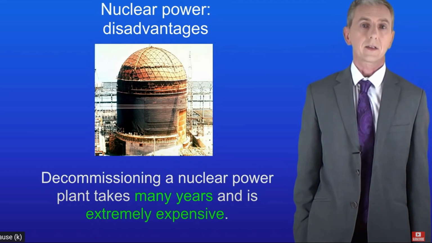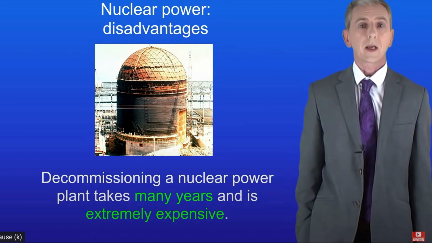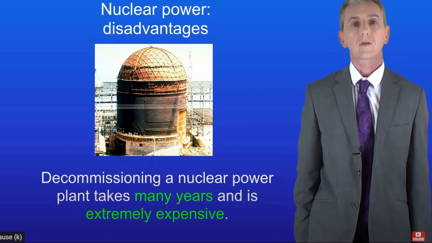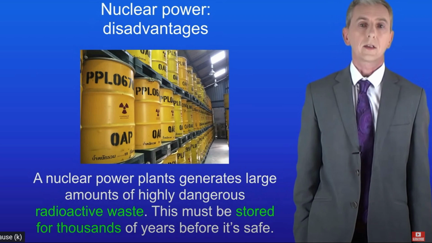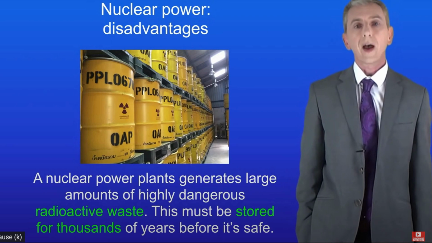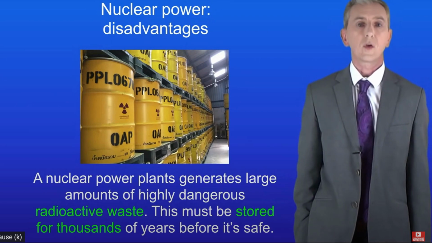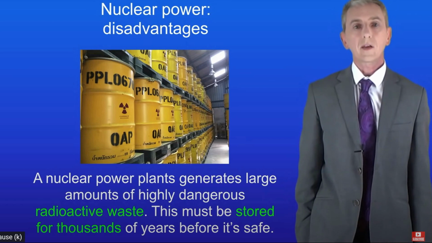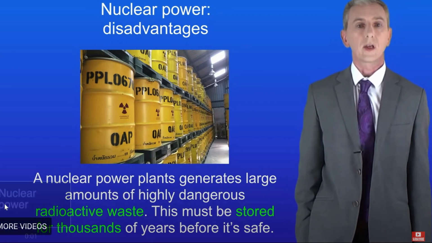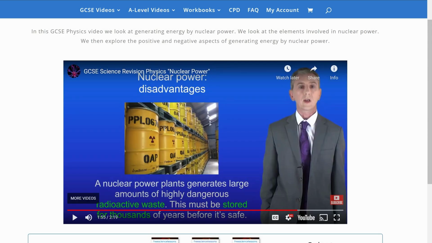Here's a second disadvantage. At the end of its life, a nuclear power plant has to be decommissioned or dismantled. That takes many years and it's extremely expensive. Here's the third disadvantage. During its life and after decommissioning, a nuclear power plant generates large amounts of highly dangerous radioactive waste. That waste has to be stored for thousands of years before it's safe. Now, in the next video, we're going to be exploring how different power plants, including nuclear, will contribute to the UK's energy use. So that's your helping hand then for nuclear energy.